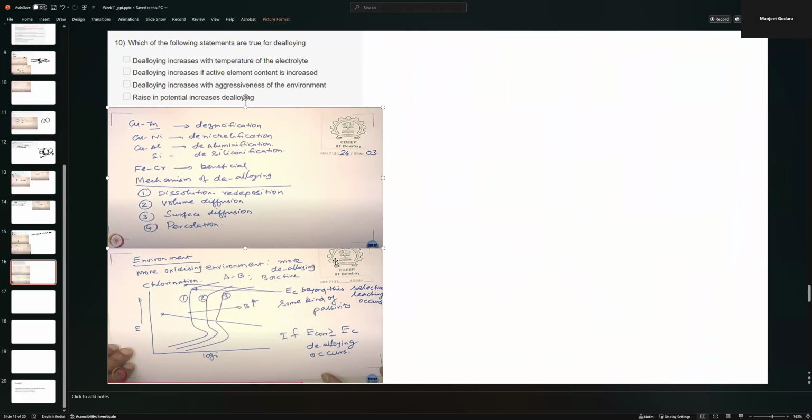So environment definitely affects it. De-alloying increases, so more oxidizing environment, more de-alloying. Temperature of the electrolyte will increase your diffusion. So in dezincification, more of the zinc ions will diffuse away. Also, temperature will increase the reactivity. De-alloying increases.